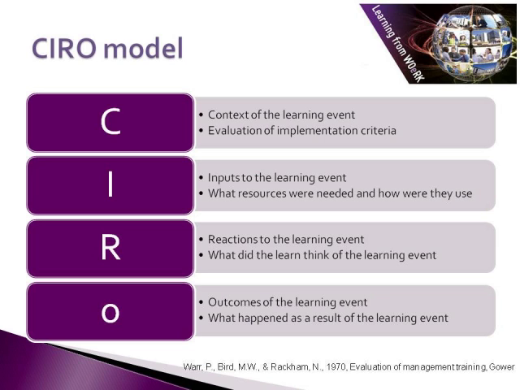The CSIRO model is from Parr, Bird and Rackham. The first area of evaluation, the C in the CSIRO, is the context of the learning event. This is an evaluation of how well the need for the learning event was analysed and arrived at. What was done to get commitment for the event? How did managers and others support the event? So this is all about what happened before the event to ensure it was successful.